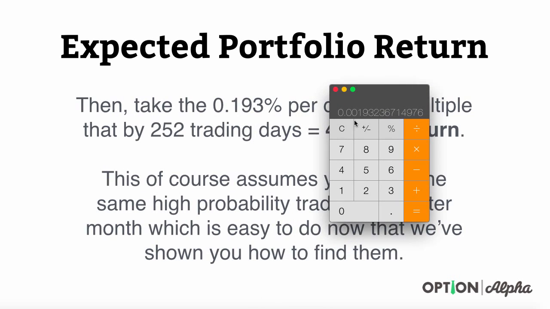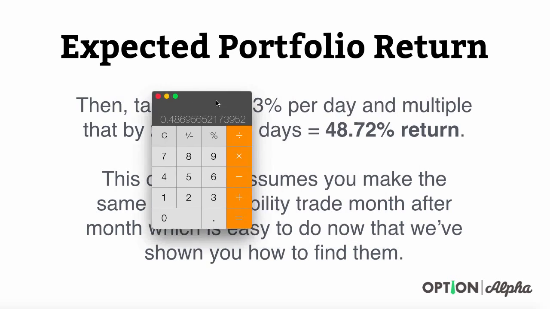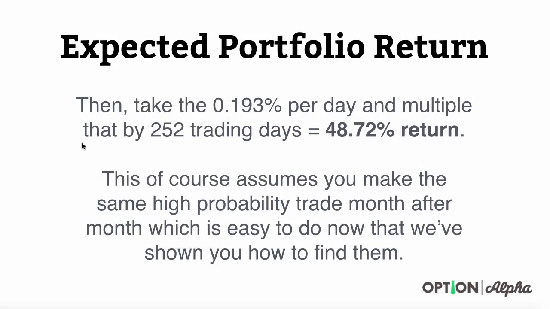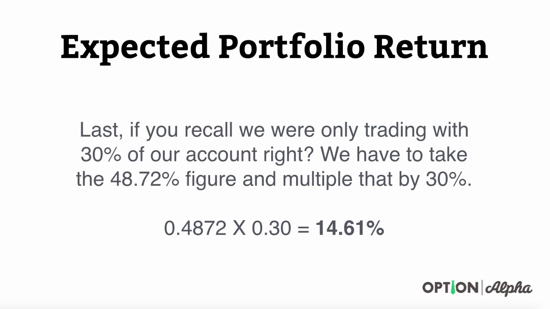So let's calculate it out. We take that 0.193% and multiply it by 252. When I hit equals, you can see that it gives us 0.4869, which is 0.4872 rounded, percent per year. Of course, this assumes that you make the same high probability trade month after month, which is easy to do now that we've shown you how to find them, and we just went through how to do it in this video.